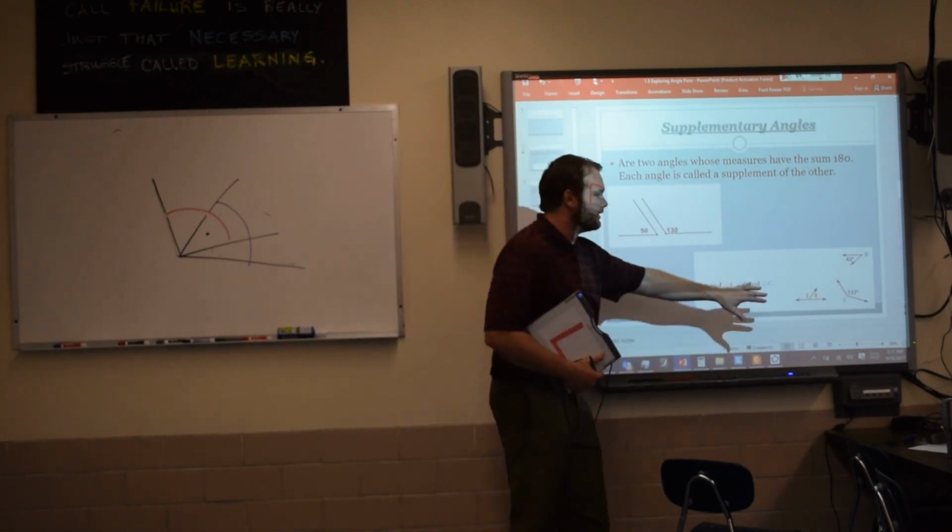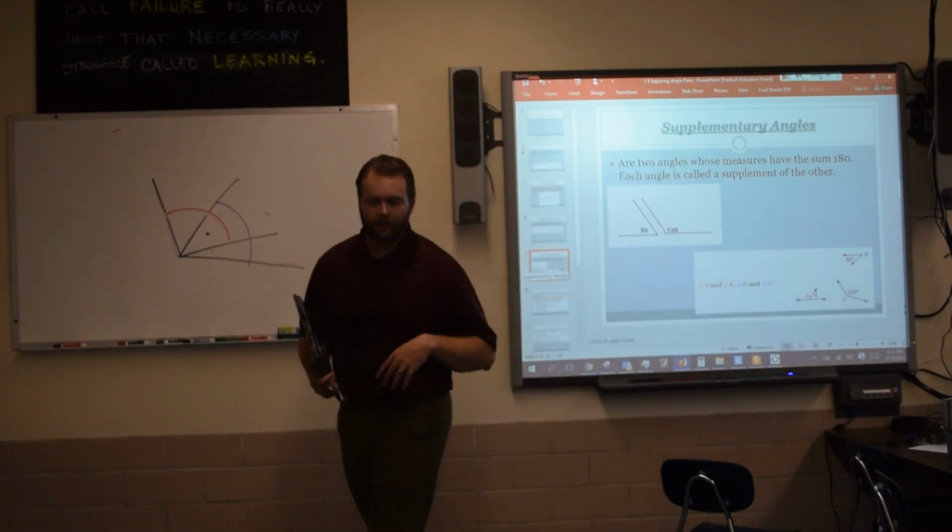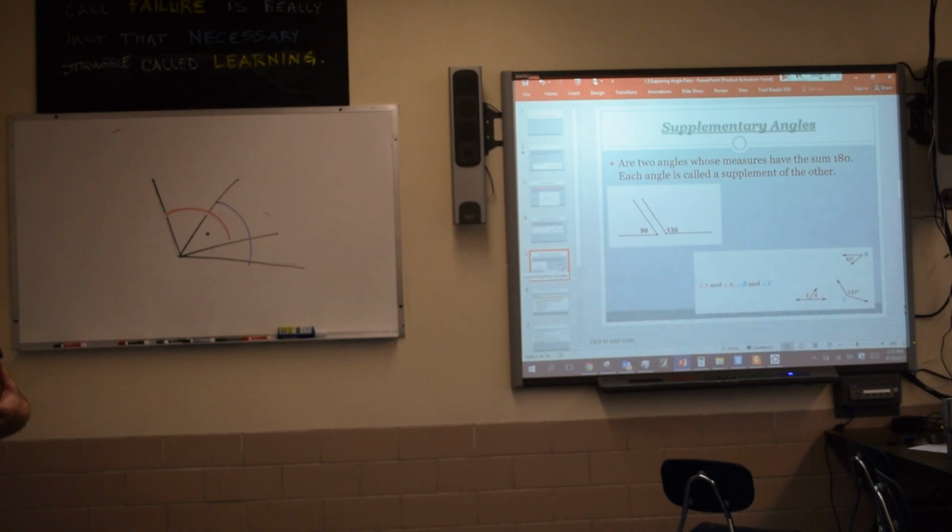Again, looking down here at these pictures, angle 3 and 4 are adjacent. If I look at angle B and angle C, they are not adjacent, but adjacency doesn't matter for complementary and supplementary. It is really nice and convenient when the angles are adjacent, but they don't have to be. Is that all right?